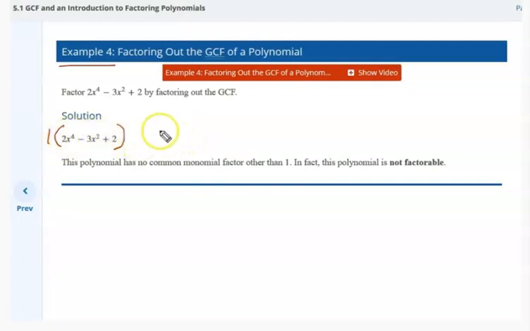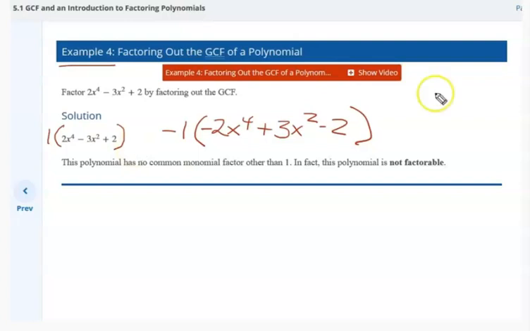Now, a modification of this is, suppose we factor a negative 1 out of something. And they're going to show us this a little later. What does that do? Well, that changes all of the signs inside the parenthesis. So this now becomes a negative 2x to the 4th, a positive 3x squared, and a negative 2. Sometimes that's a useful tool in mathematics, that we take a negative out of something to reverse all the signs. A good tool for our toolbox.